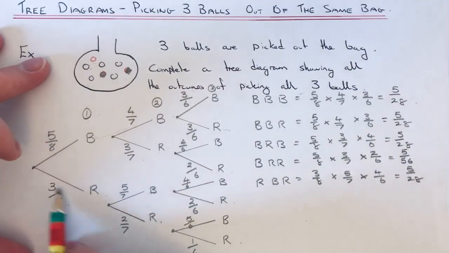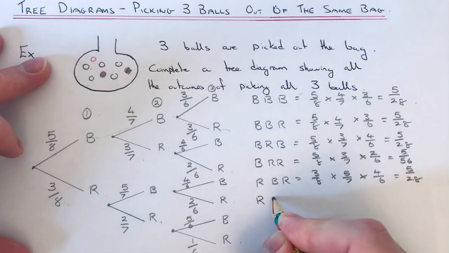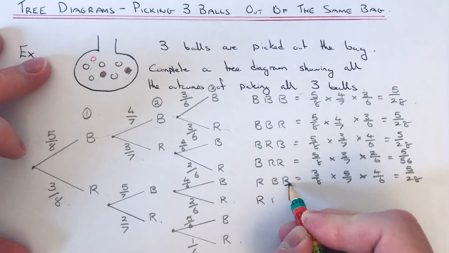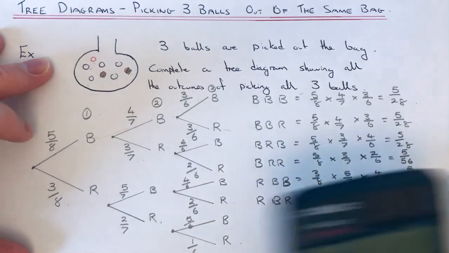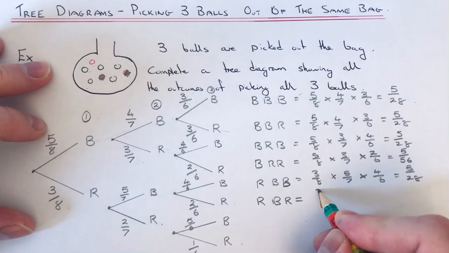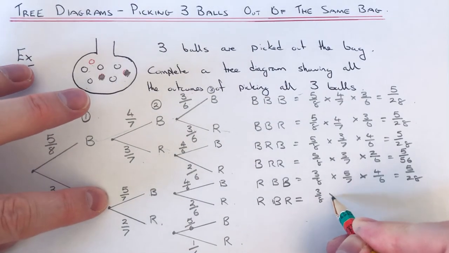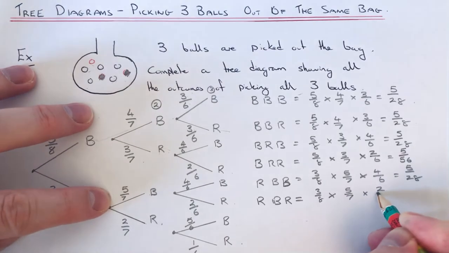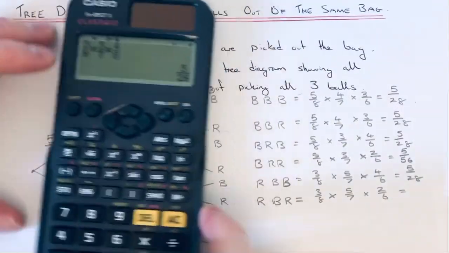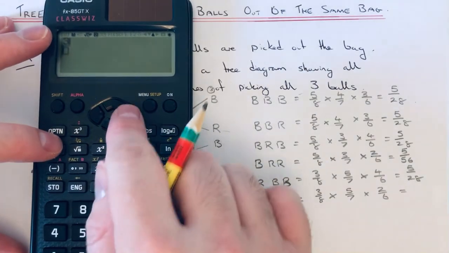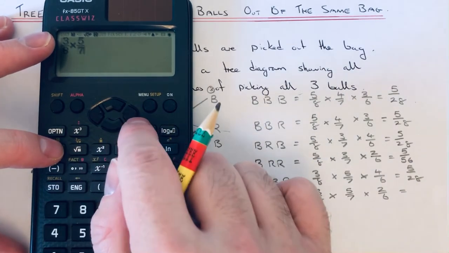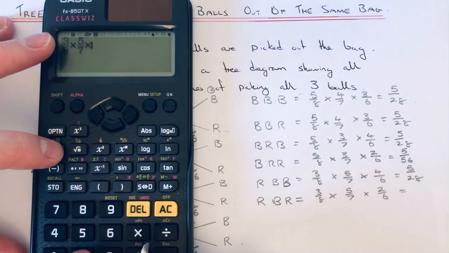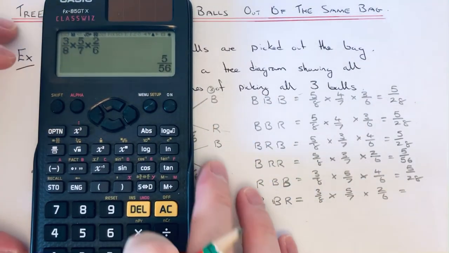Okay, and then our next outcome would be red, black, red. Sorry, that last one was red, black, black, wasn't it? So our next one would be red, black, red. So that would be 3 eighths times 5 sevenths times 2 sixths. So again, let's type that one on the calculator. So we've got 3 eighths times 5 sevenths times 2 sixths. So that is 5 fifty-sixths.